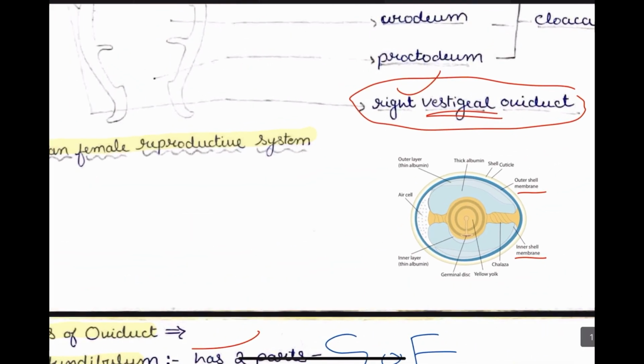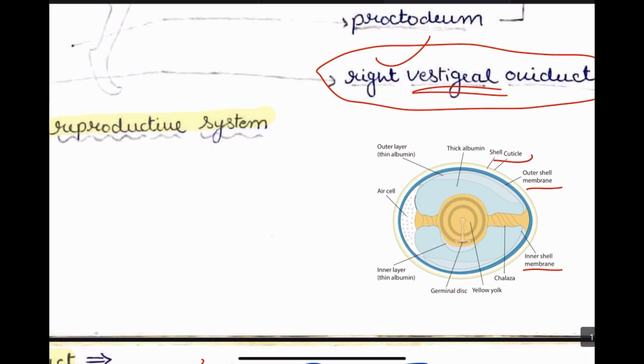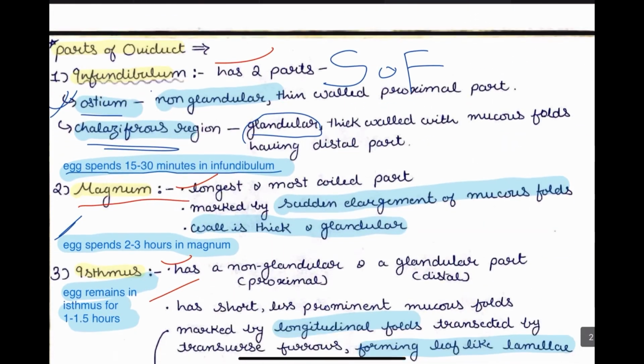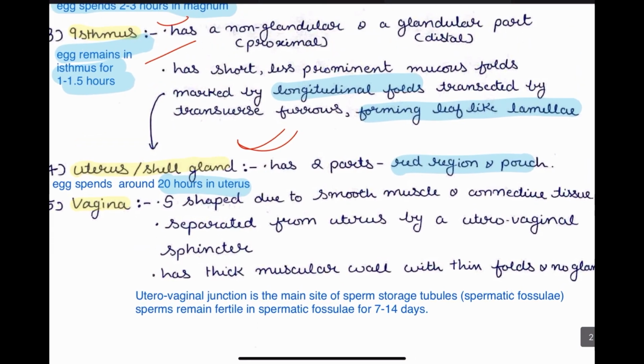The formation of the shell takes place in the shell gland, or we can say the calcification of the shell takes place in the shell gland, and the egg spends around 20 hours in the uterus.